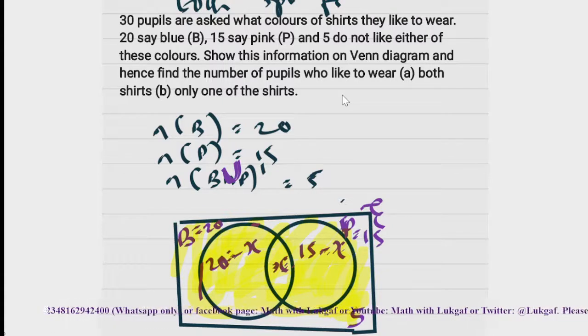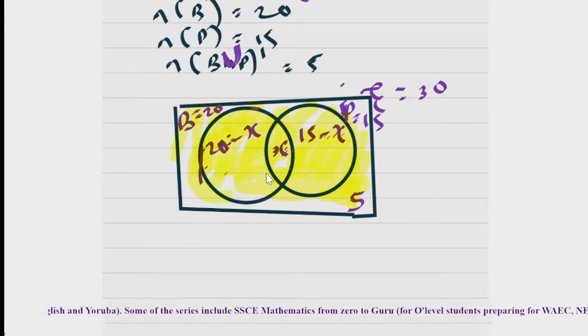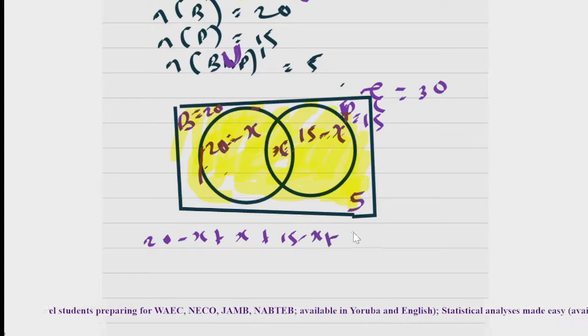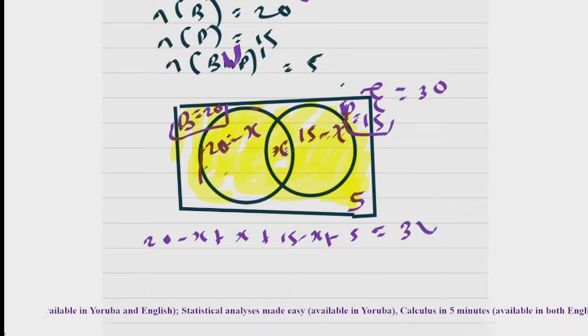And don't forget, we were given our universal set. I'm sorry, I couldn't write it. You know, 30 students were asked, that's the universal set. So your universal set is 30. It means when you add everything in this region together, you are going to get 30. That's what it implies, since the universal set is the total number of elements under consideration. That's going to give you 20 minus x plus x plus 15 minus x plus 5. Some students make the mistake, you don't need to stress yourself, then it's equal to 30. You understand now? So that will enable us to find the value of x.